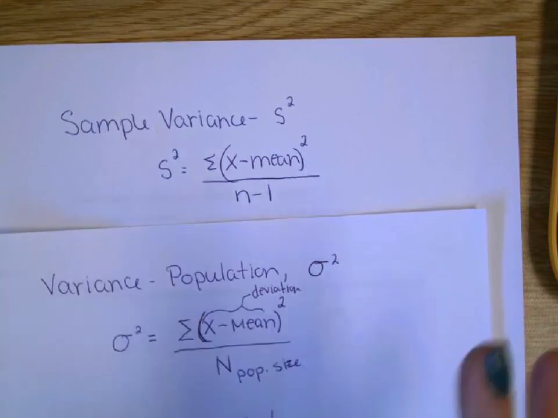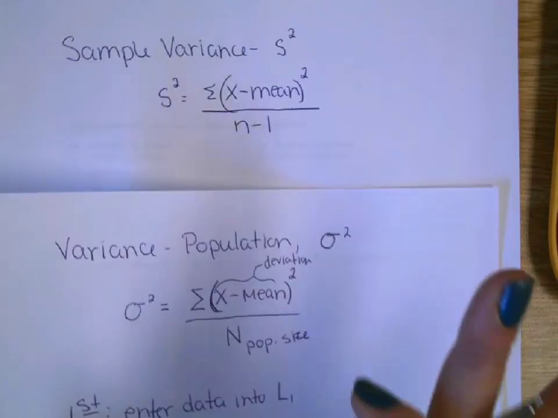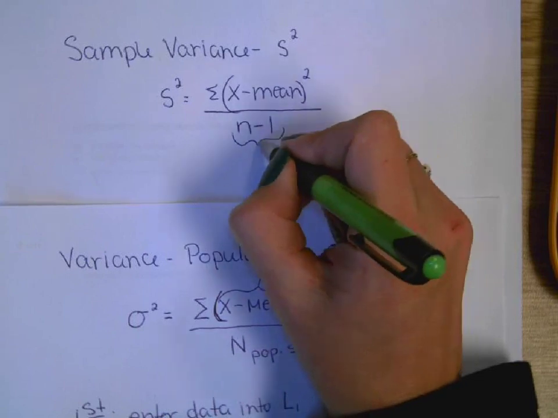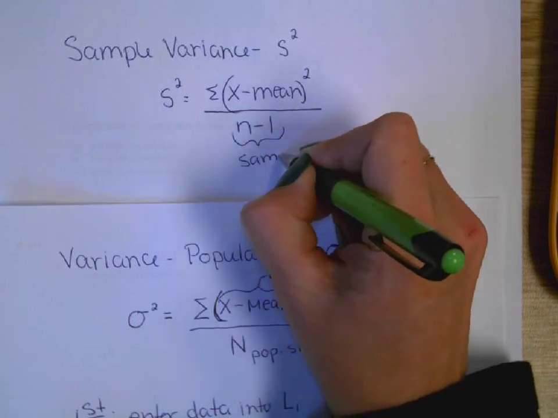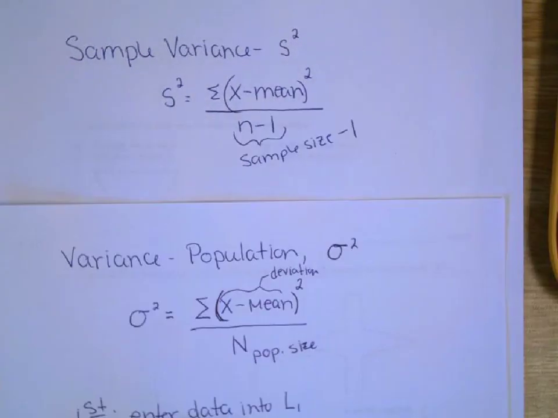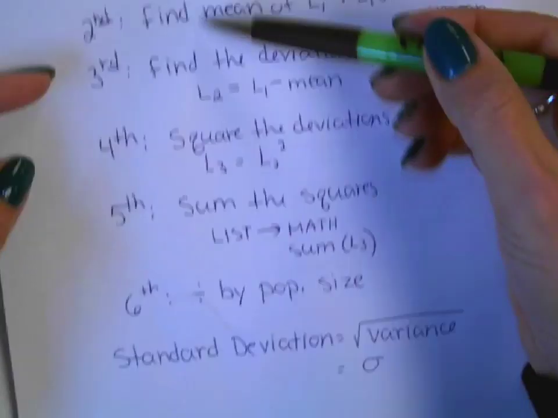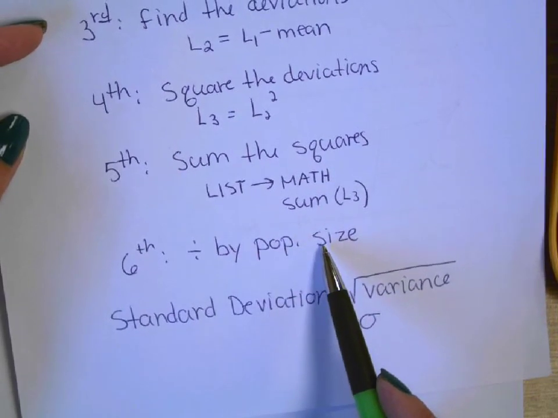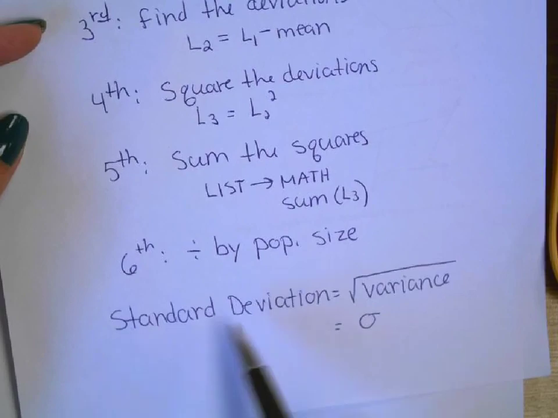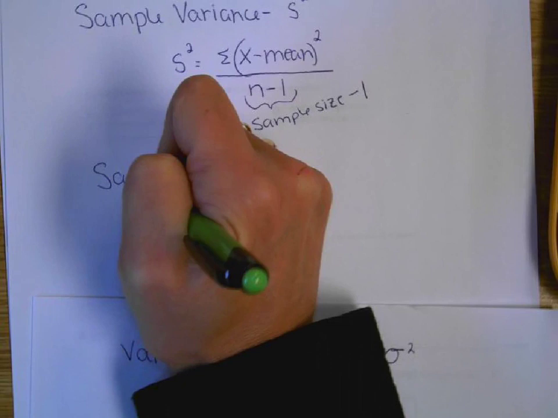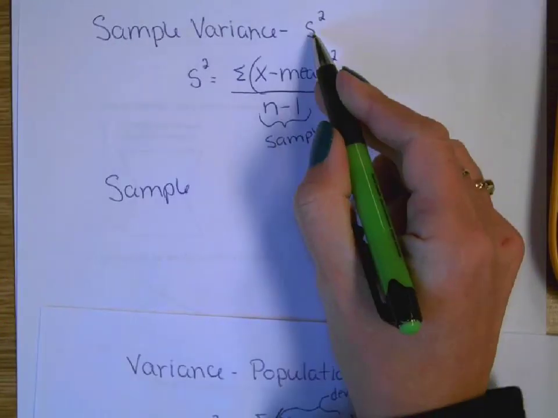Why? I don't know. That's the way it works. Way smarter people than me figured all this stuff out. So this is your sample size minus 1. It's the only difference. So the 5 steps will be the same. The last step is going to change when you divide by one less than what you have in your sample. Standard deviation for a sample, still the same connection. It's just the square root of that.